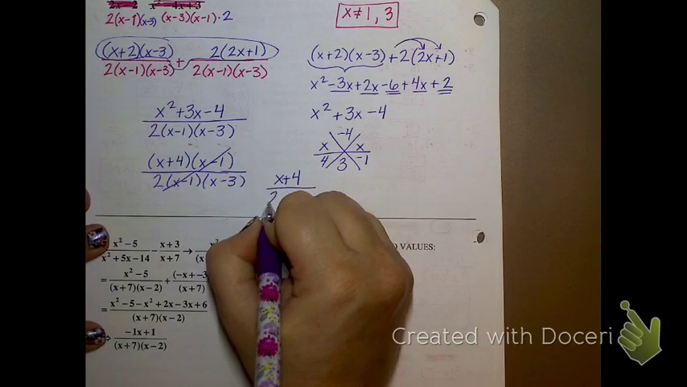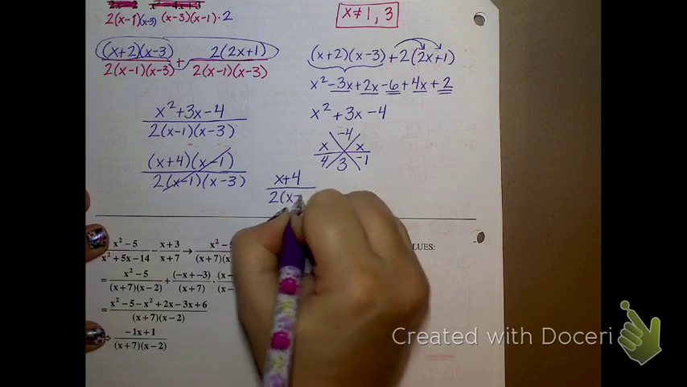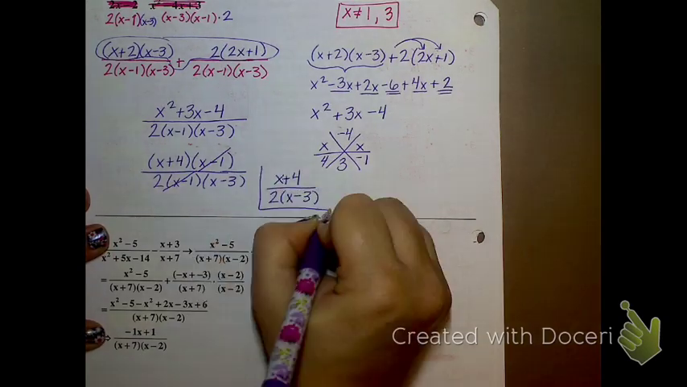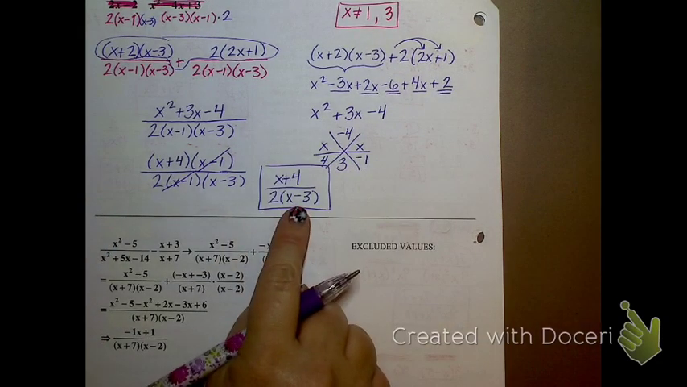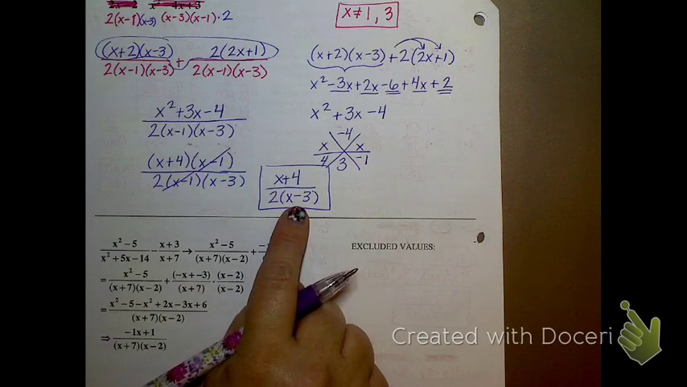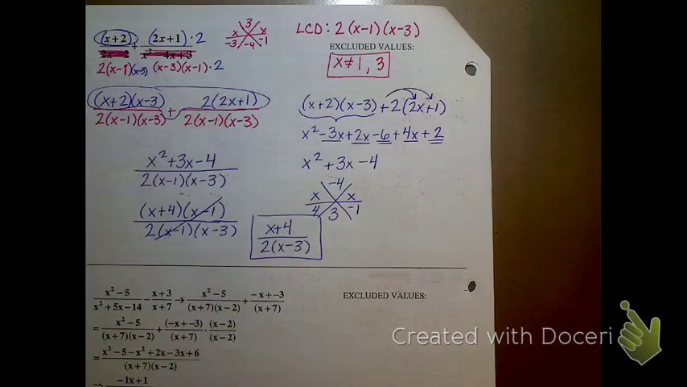On the bottom, I have 2 parentheses x minus 3. Do I have any new excluded values here? Yeah. 3 is my excluded value from here. It's already on my list, so I'm still good. Okay, so.